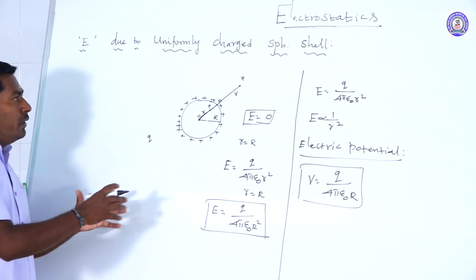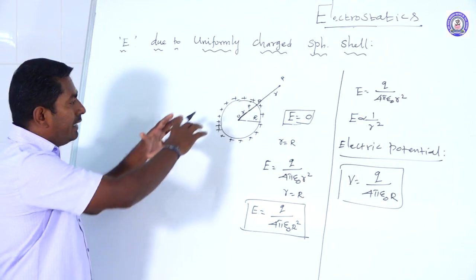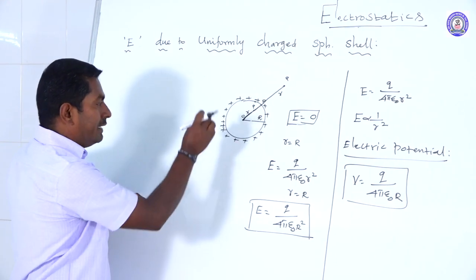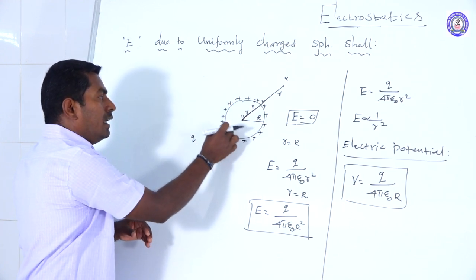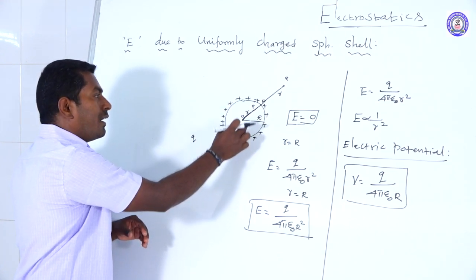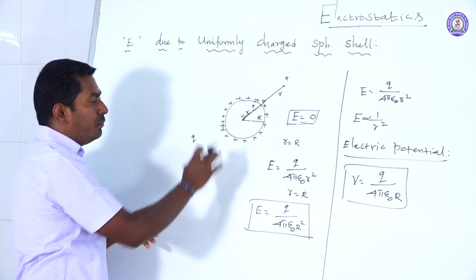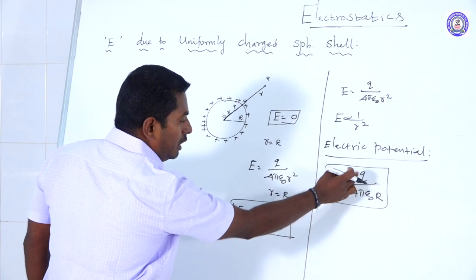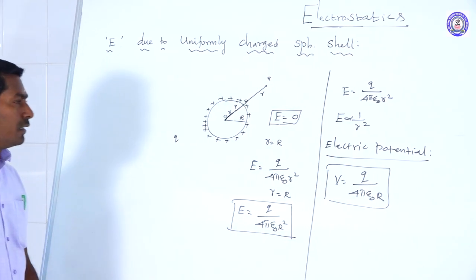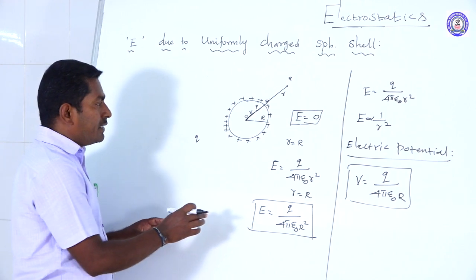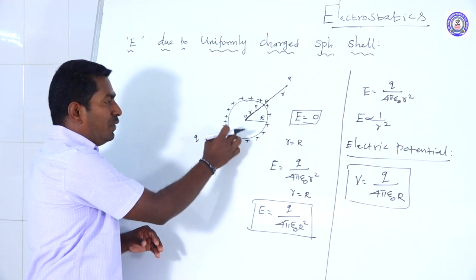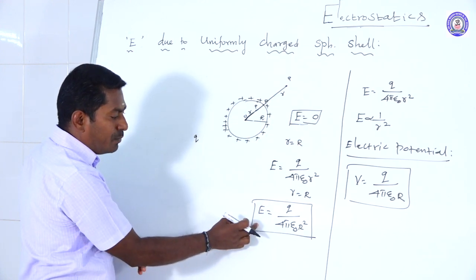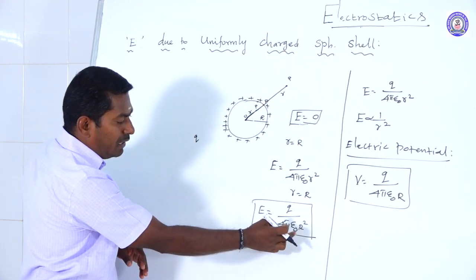Let me assume one charged spherical shell where the entire charge is uniformly distributed on its surface. Then electric potential at its center, or at any point inside the shell, or at any point on its surface, V is equal to Q divided by 4 pi epsilon naught R. But the electric field intensity at any point inside the shell is 0. On its surface, electric field intensity is maximum, E is equal to Q divided by 4 pi epsilon naught R square.